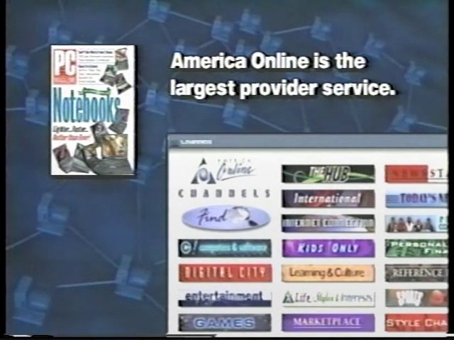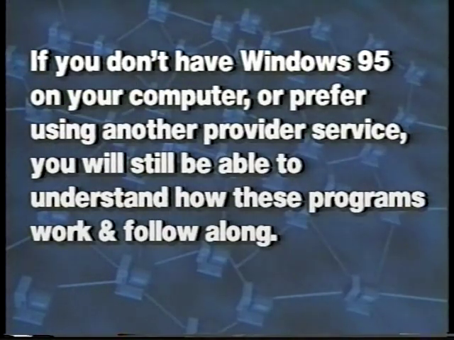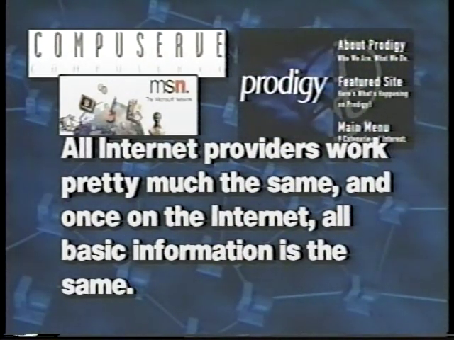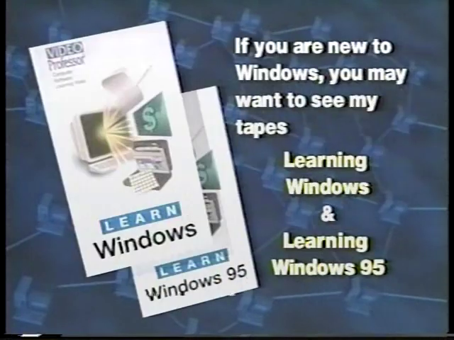We'll also be using Windows 95. If you don't have Windows 95 on your computer or prefer using another provider service, you will still be able to understand how these programs work and follow along. All Internet providers work pretty much the same, and once on the Internet, all the basic information is the same. So after you see how the features of these programs work, you'll be ready to cruise the Internet no matter what program you use. I'll go into more detail about this later. I'm going to assume that each of you are familiar with the basics of computer operation and working within the Windows 95 environment. If you are new to Windows, you may want to see my tapes on learning Windows and Windows 95 first.